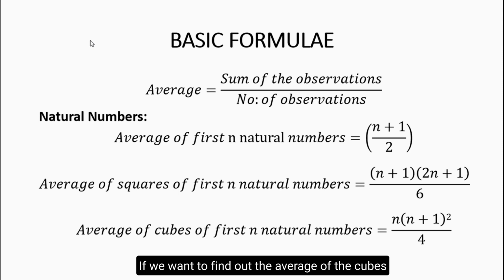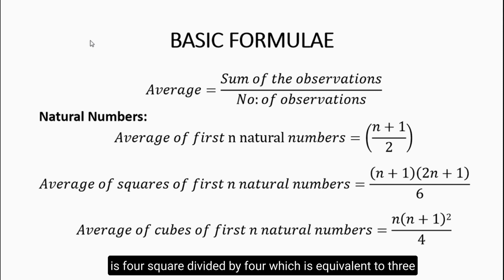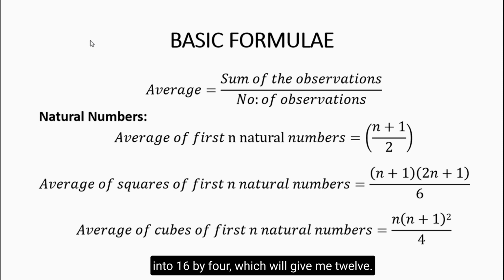If we want to find out the average of the cubes of first n natural numbers, we can use the formula n(n + 1) the whole square divided by 4. Consider we want to find the average of the cubes of first three natural numbers. Here n is equal to 3, therefore the average will be equal to 3 into (3 + 1) the whole square, that is 4 square, divided by 4, which is equivalent to 3 into 16 by 4, which will give me 12.